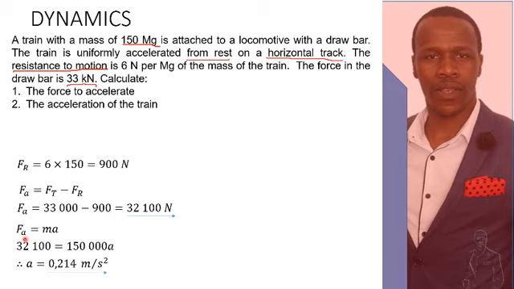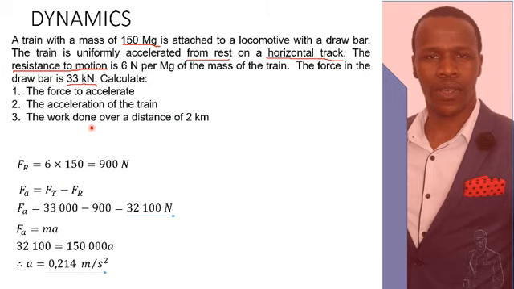Fa is equal to 3200, m is equal to 150,000, a is what we need. So we managed to get our a as 0.214 meters per second squared. So we answered the second question. What about the third question?